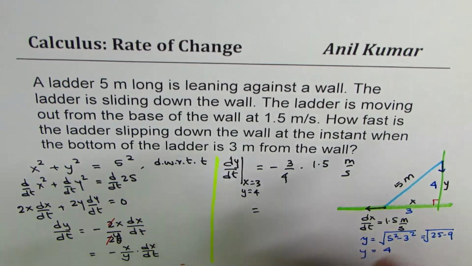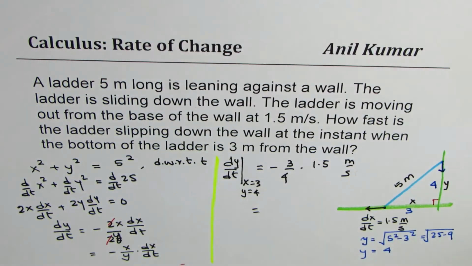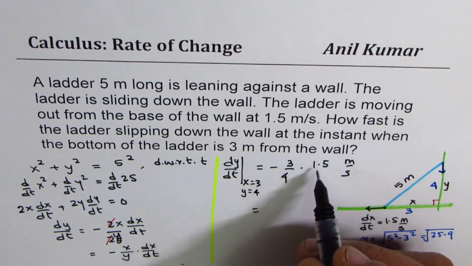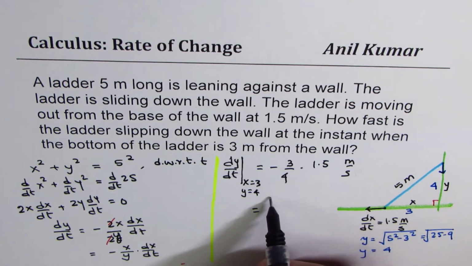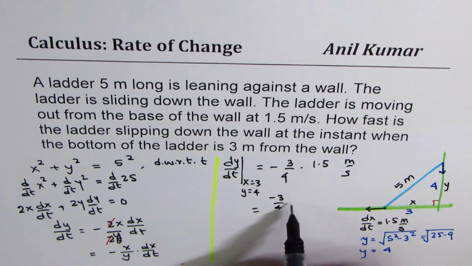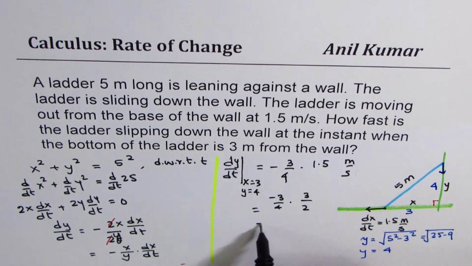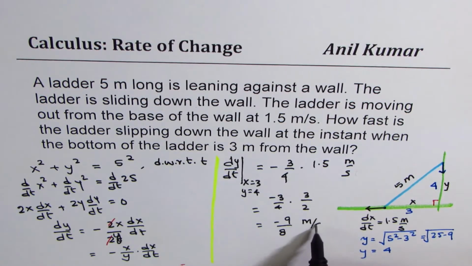You can use the calculator and find the value, correct? Or let me do it in fractions. So minus 3 over 4 times, let me write 1.5 as 3 over 2. So we get minus 9 over 8 and the units are meters per second.